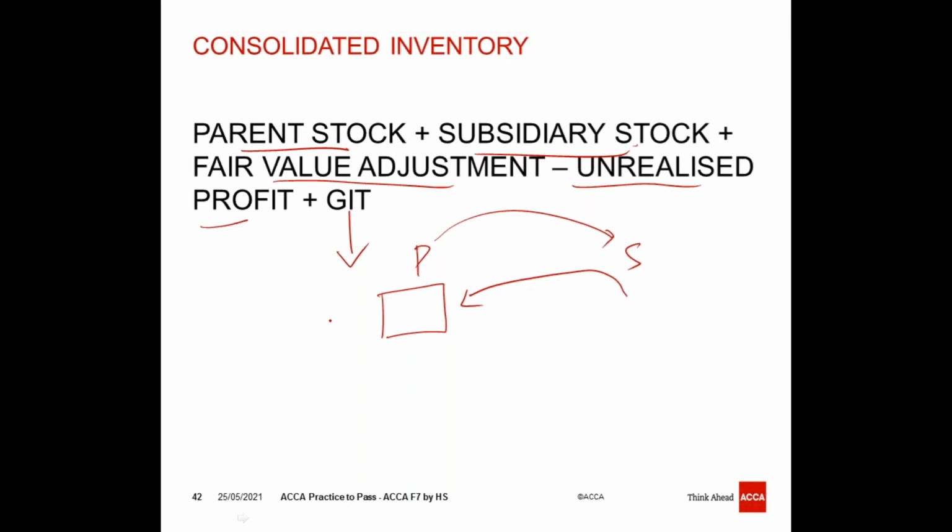So what we need to do, we always record this by debiting the inventory and crediting the account payable. So for the purpose of consolidation, the goods in transit will be considered as that we have received. Okay.